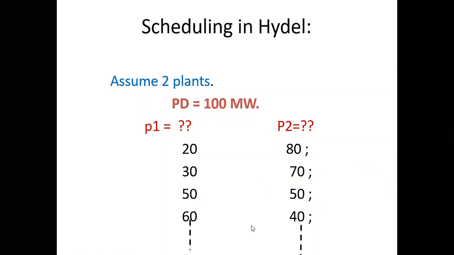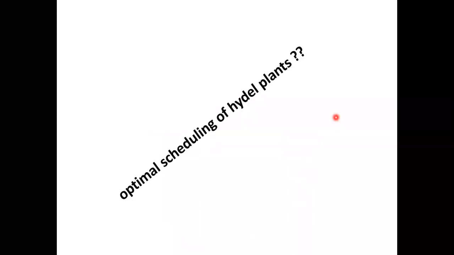The reason is we need to go for optimal scheduling. Optimal scheduling means we need to minimize the fuel cost. Now tell me, is there any necessity for optimal scheduling of hydro plants? Is it necessary or not in the case of hydro power plants? Just drop me a message in our chat box.